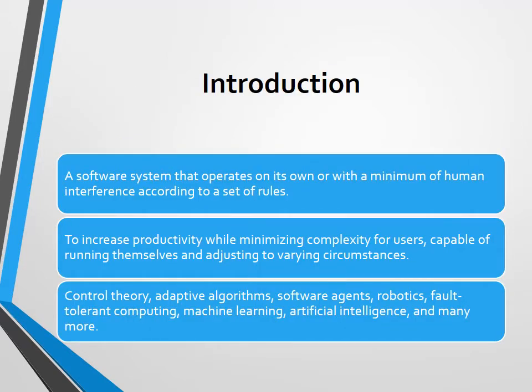In the introduction part, first we need to understand why we need autonomic computing. For it, we need to look at these points. First of all, we require a software system that operates on its own or with a minimum of human interference according to a set of rules. They follow a specific set of rules to increase productivity while minimizing complexity for the users, capable of running themselves and adjusting to varying circumstances. We have used control theory, adaptive algorithms, software agents, robotics, fault-tolerant computing techniques, machine learning, artificial intelligence, and many more technologies to bring autonomic computing into the real world.